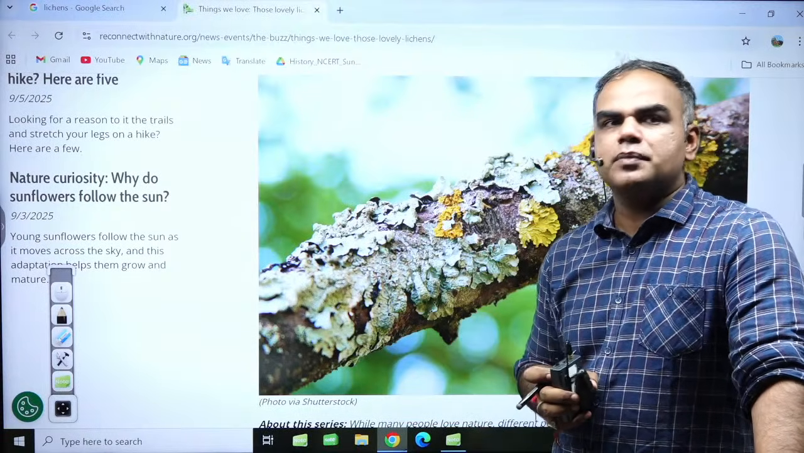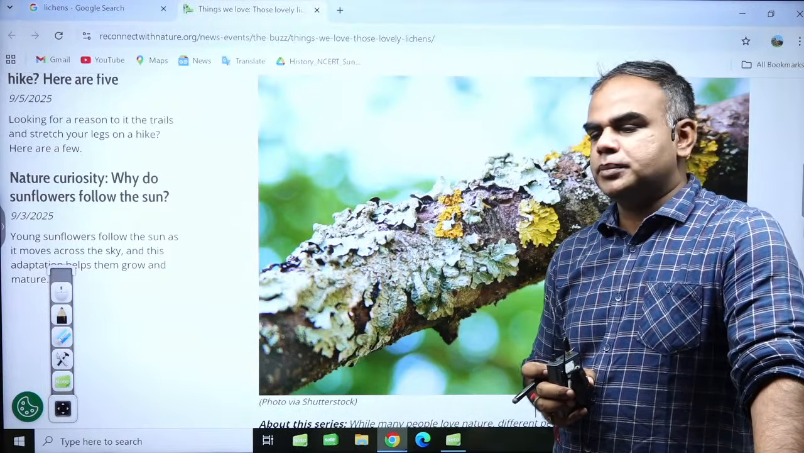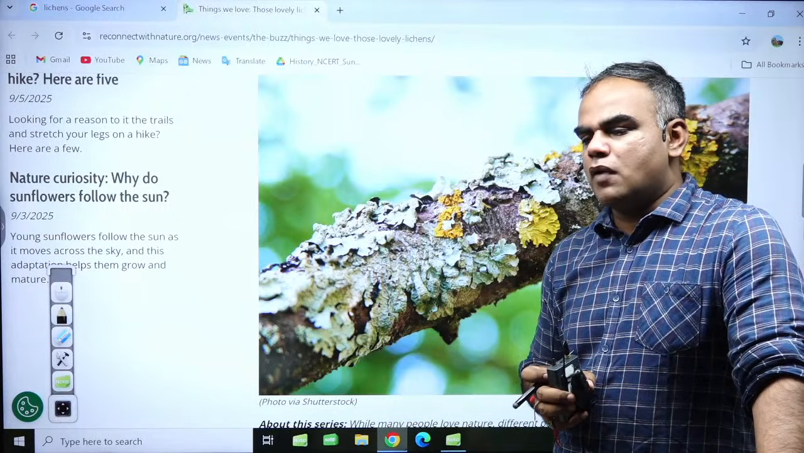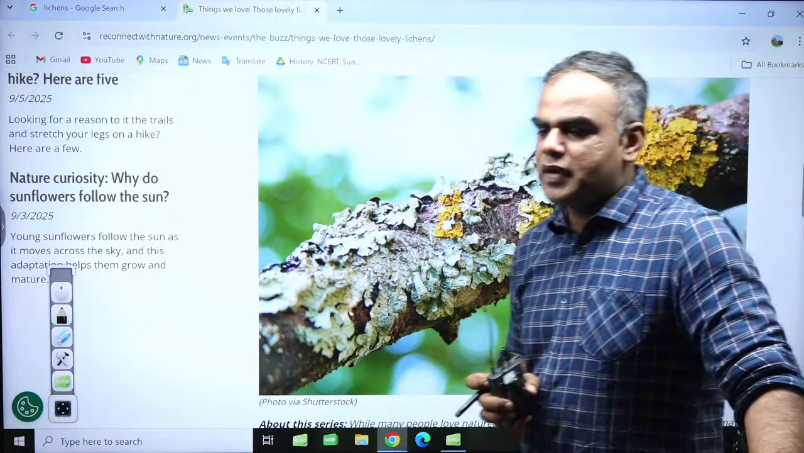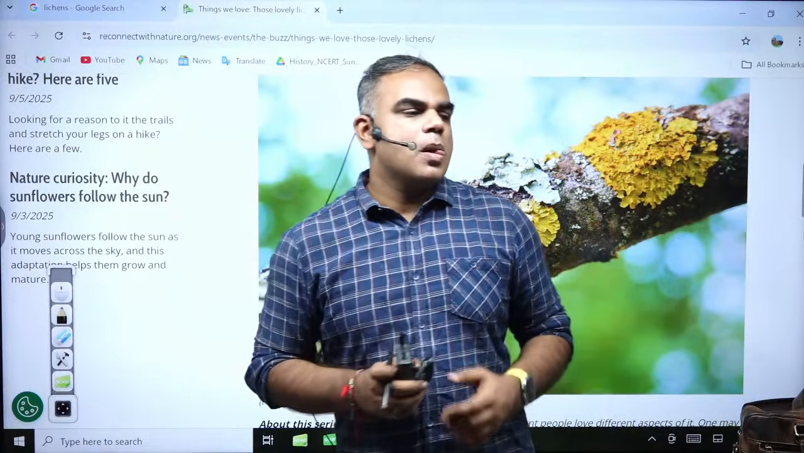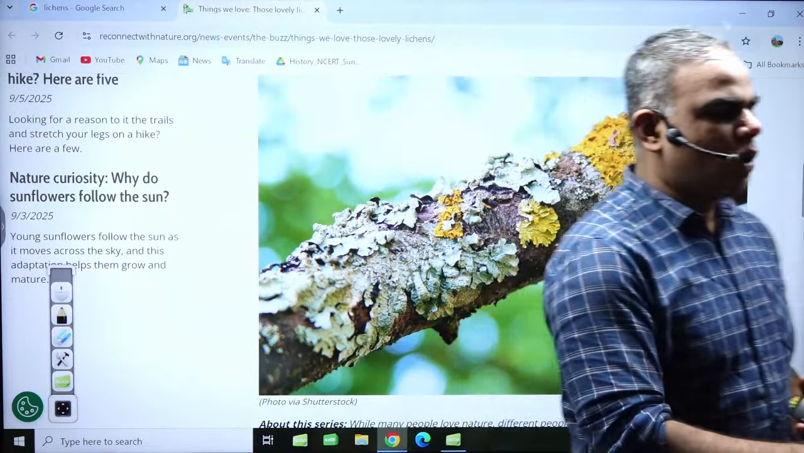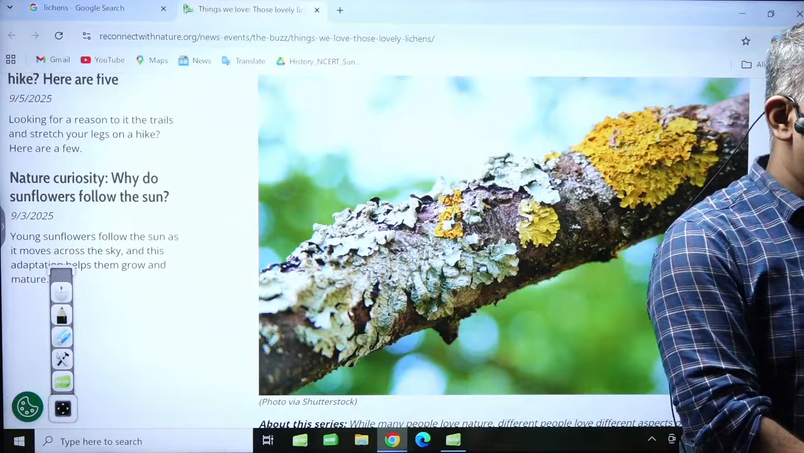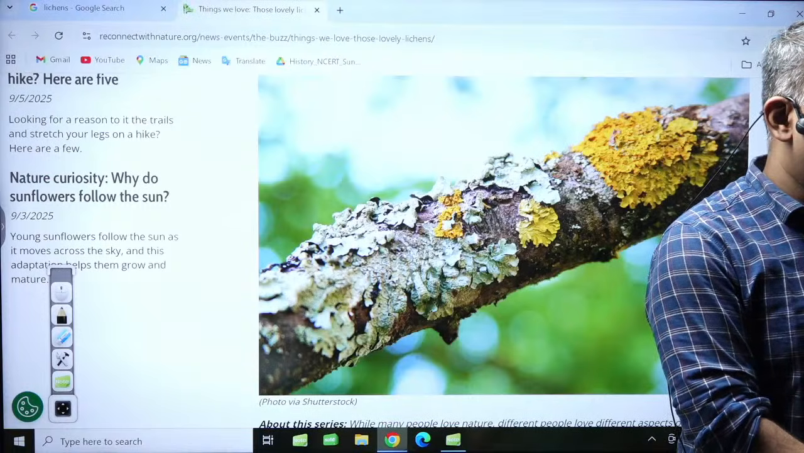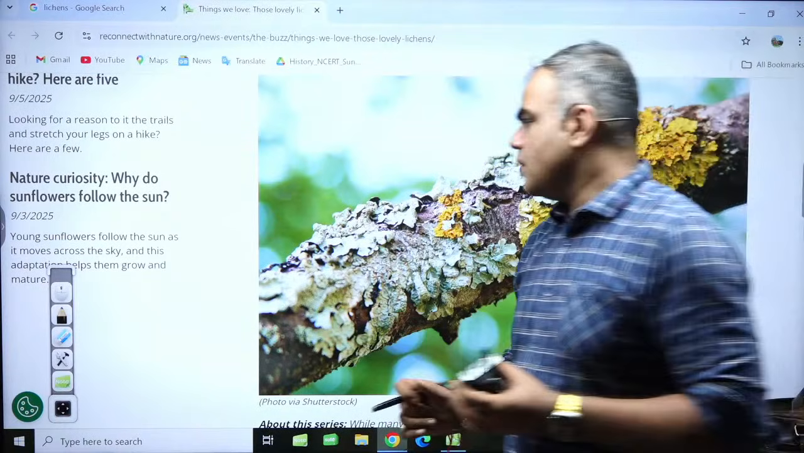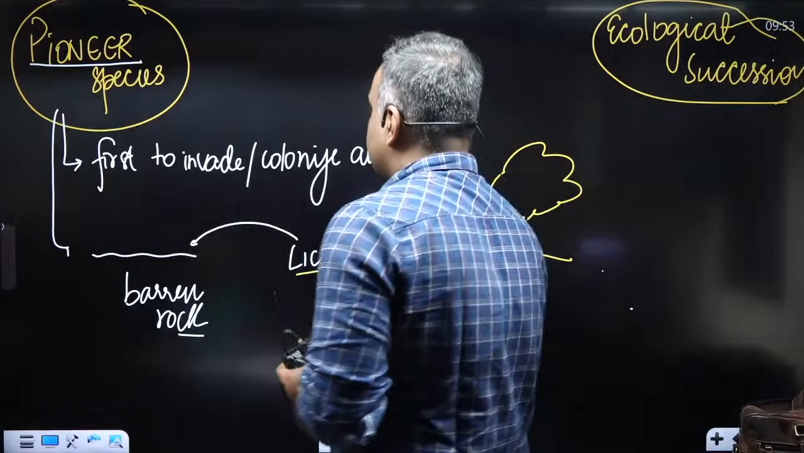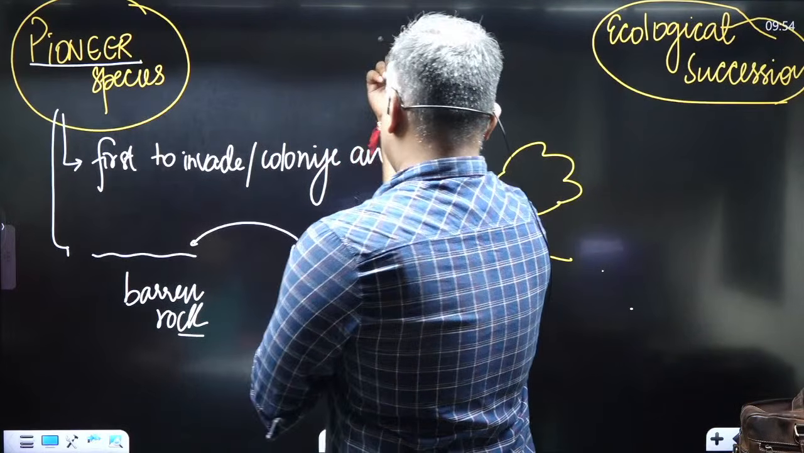Likho, lichens are symbiotic association of algae and fungus. They are symbiotic associations of algae and fungus. ठीक है? हमने एक टर्म लिखा है यहाँ पे symbiotic lichens के केस में.